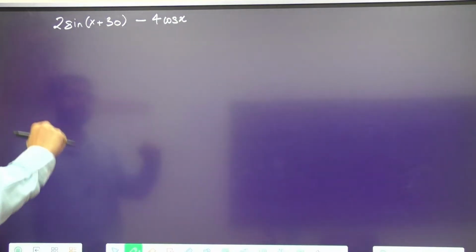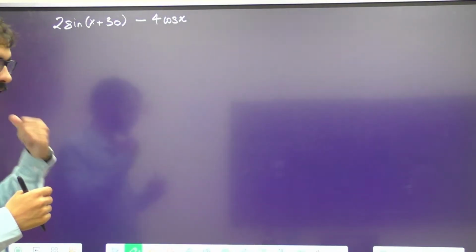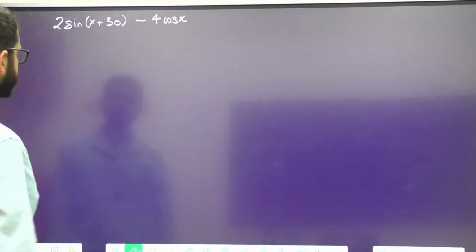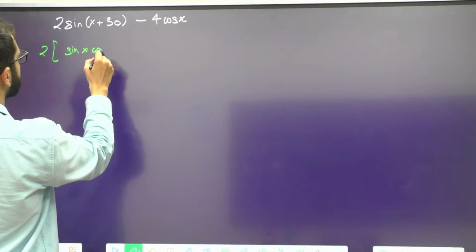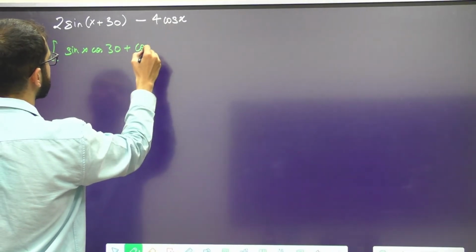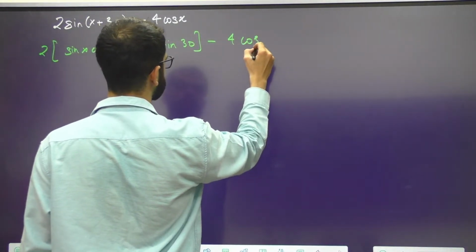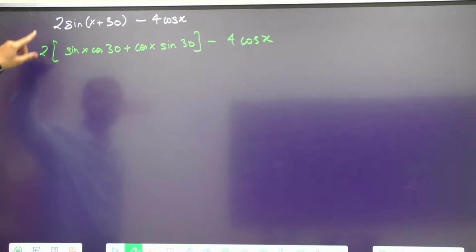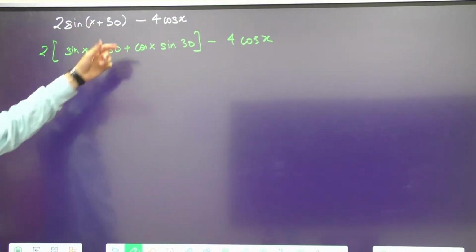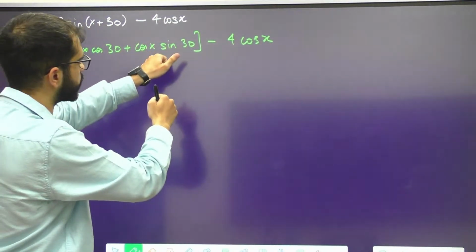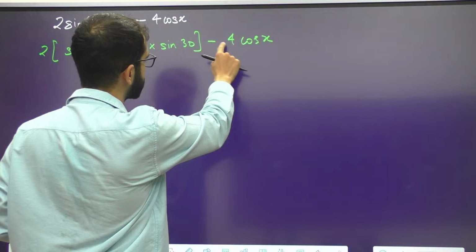Now this is using two phenomena. One, the previous one which we studied, and the second is the formula of sin(a + b). Let's quickly expand this. 2 sin(x + 30) will be 2 (sin x cos 30 + cos x sin 30) - 4 cos x. Let's see what just happened. 2 was copied as it is, then sin(x + 30) was expanded into two terms, sin x cos 30 + cos x sin 30, and we also have to subtract 4 cos x.